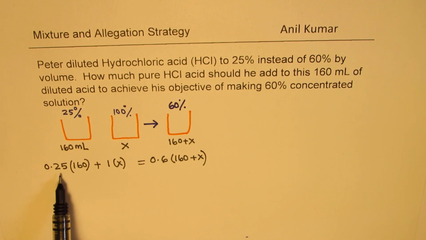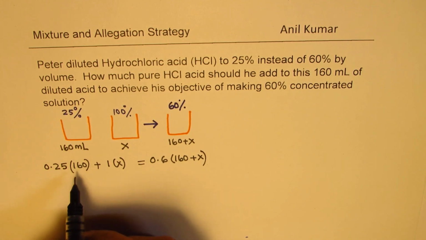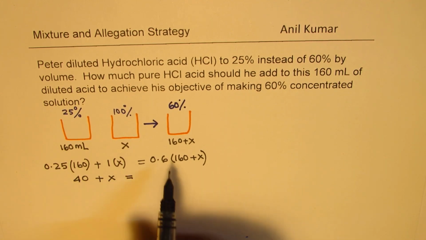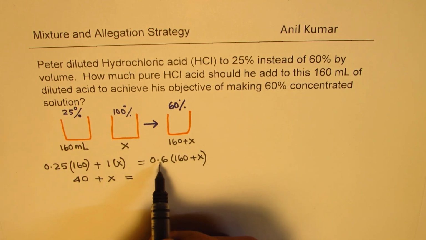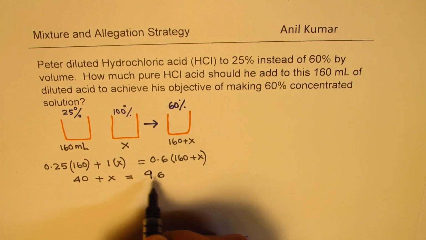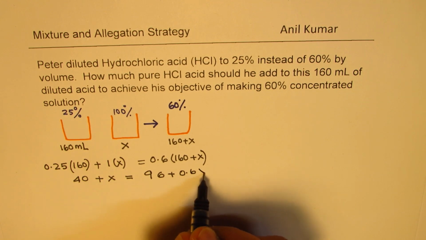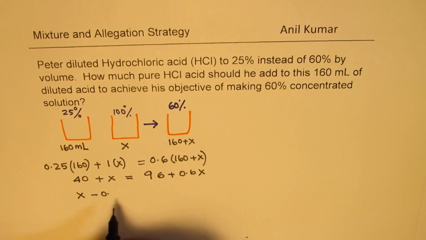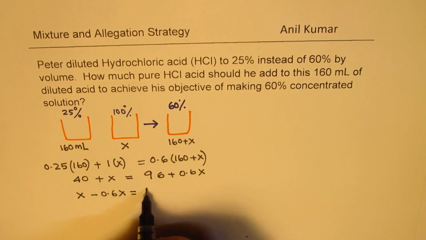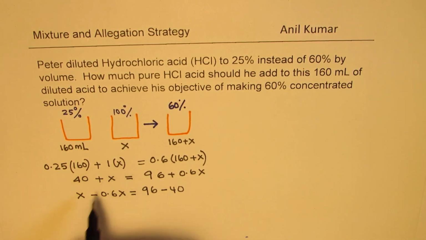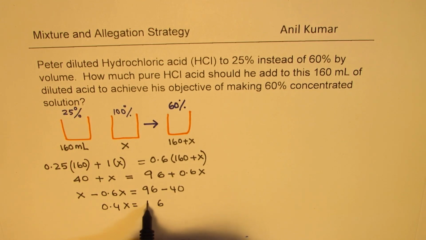So 25% means 1/4, correct? One fourth of 160 is 40. Plus X equals, multiply by 0.6: 0.6 times 160 is 96, plus 0.6x. So we just bring constants together and variables together to find the value of x. It's not a very difficult question, however it takes some time. Now we get 0.4x equals 56.